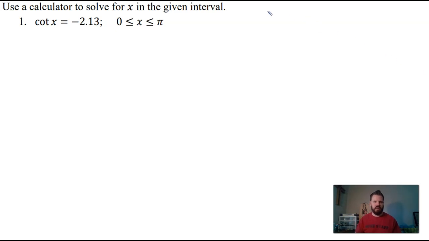Okay, use a calculator to solve for x in the given interval. Big thing with this one is don't miss the calculator part. Don't try to do this by hand. Use the calculator to figure out what x makes cotangent of x equal to negative 2.13 for x between 0 and pi.